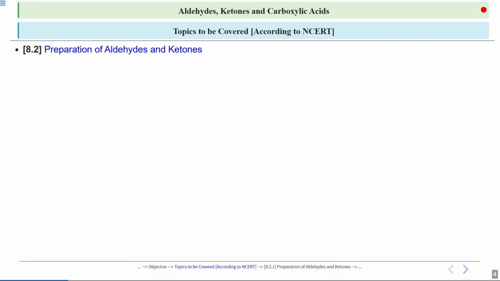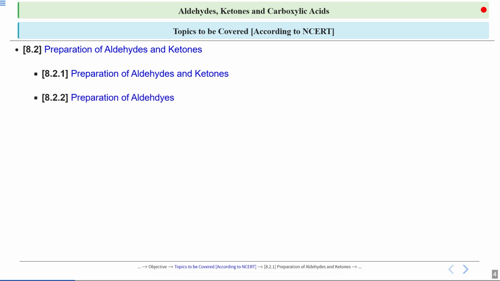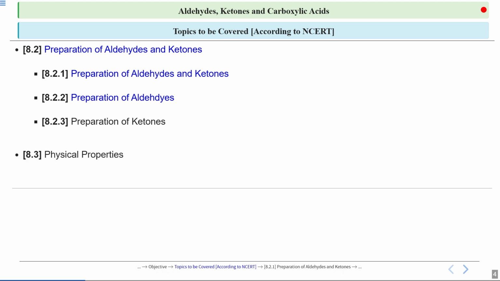Now for your reference, I have mapped the NCERT sections which we are going to discuss today. So we will discuss section 8.2, which is preparation of aldehydes and ketones. We will see section 8.2.1, which is the general methods of preparation of aldehydes and ketones. Section 8.2.2, which is preparation of aldehydes. Section 8.2.3, which is preparation of ketones. Then we will see section 8.3, which is the physical properties. And lastly, we will summarize whatever we have covered in today's lecture.